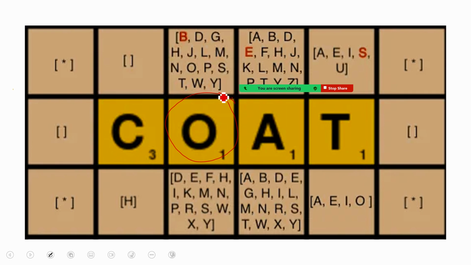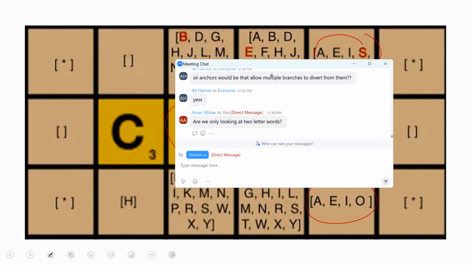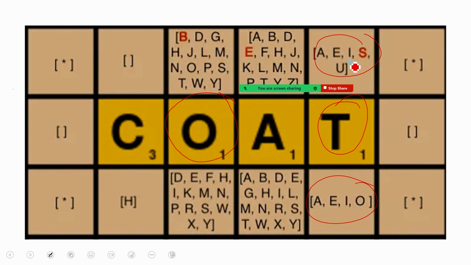And then compare this with T. So now let's take a look at T. The valid prefixes for T are A, E, I, S, and U. And then A, E, I, O, and U. Then using this as a combination, what does he do? Yes, you're only looking at two-letter words. I'll give you an example a little later and clarify this.